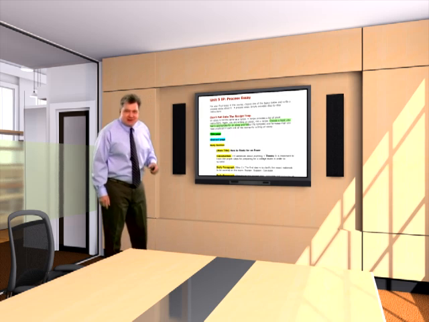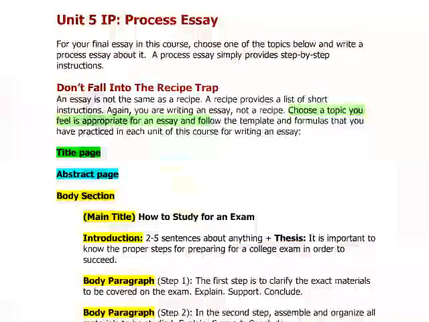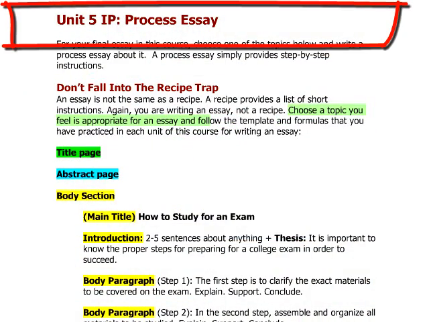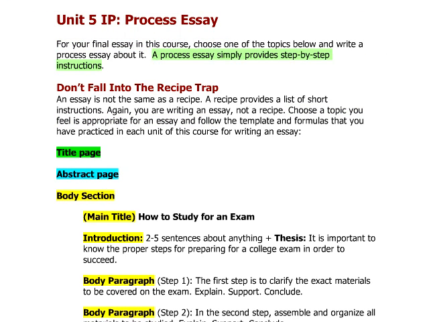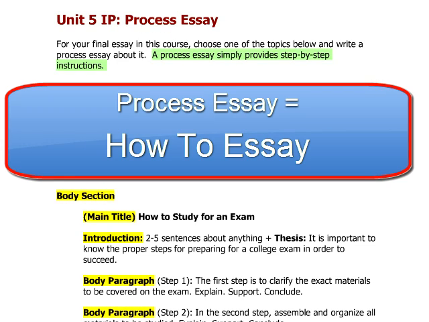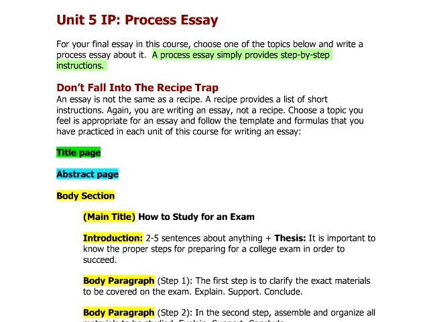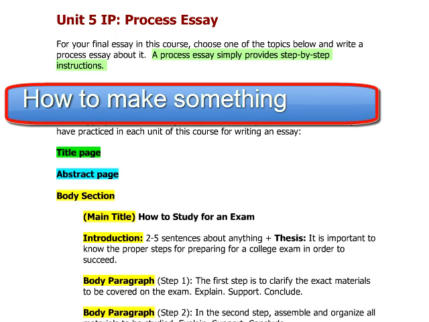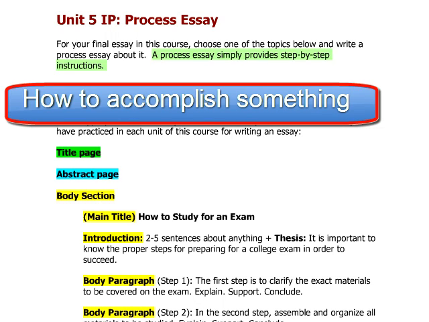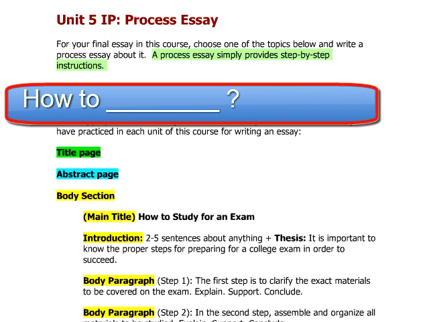Unit 5, individual project. In week 5 IP, you are writing what is called a process essay for your final essay in this course. A process essay simply means a how-to essay. In an essay of this type, you are telling someone how to do something, how to make something, how to accomplish something, how to get something, how to fill in the blank.